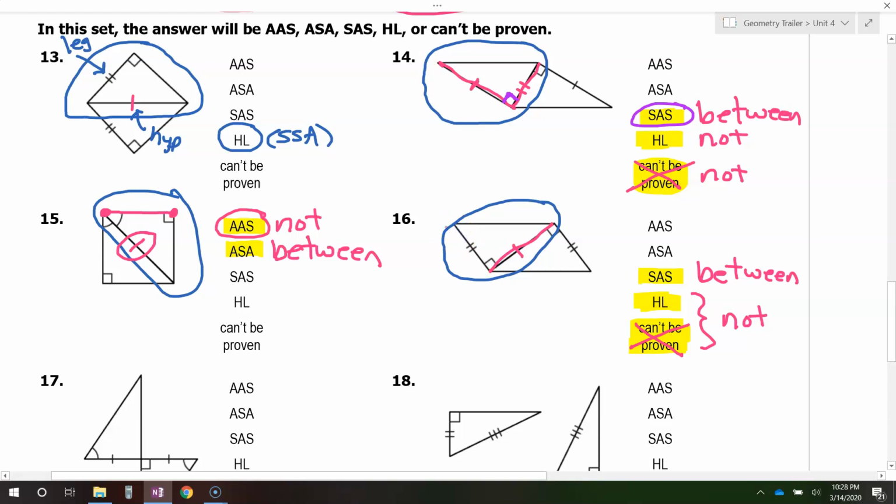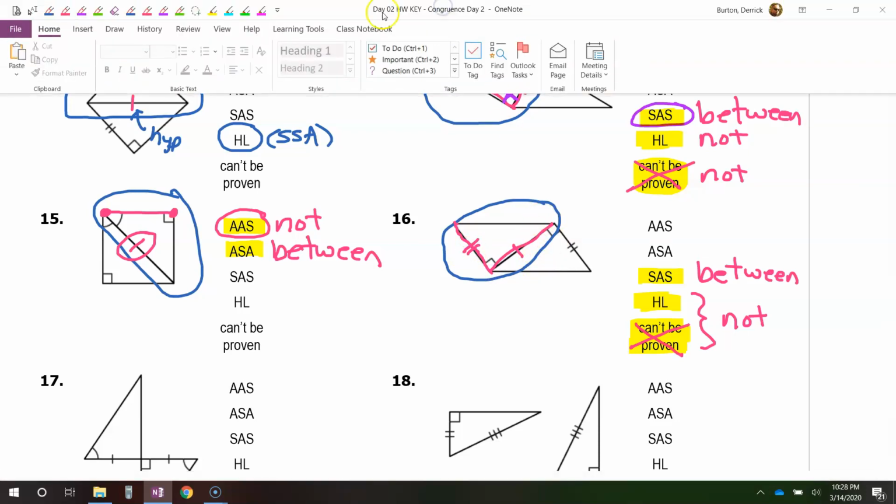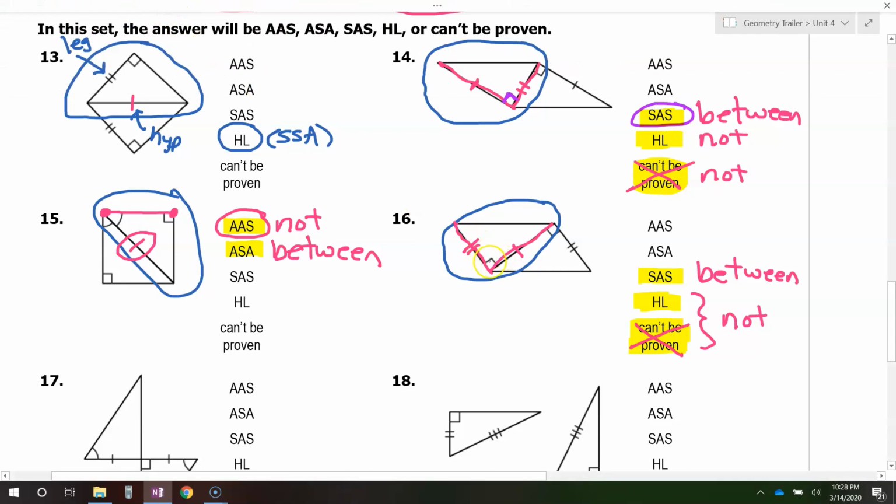Okay, I cannot trace. Let me try one more time. All right, here is the other side that I have marked. Still not doing a great job. All right, those are the two sides I have marked. Look where they meet. Can you see that they meet right here at the angle that we have marked? So this angle is between the two sides, so that means this is side angle side.